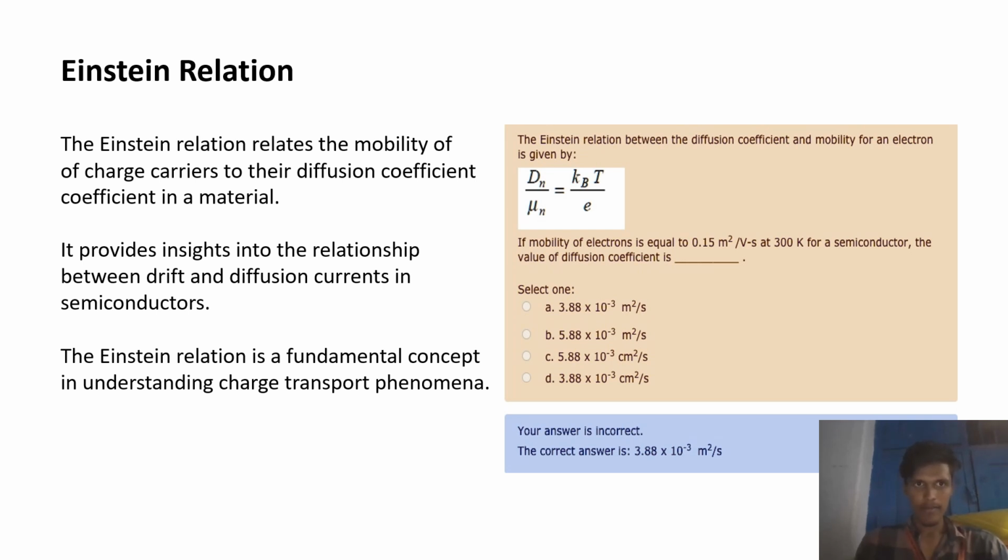Einstein relation. The Einstein relation relates the mobility of charge carriers to their diffusion coefficient in a material. It provides insight into the relationship between drift and diffusion current in semiconductors. The Einstein relation is a fundamental concept in understanding charge transport phenomena.